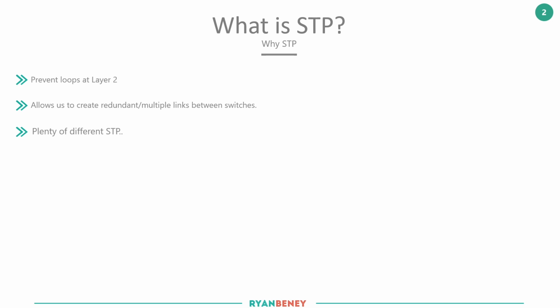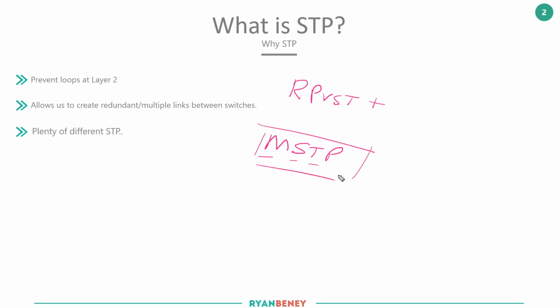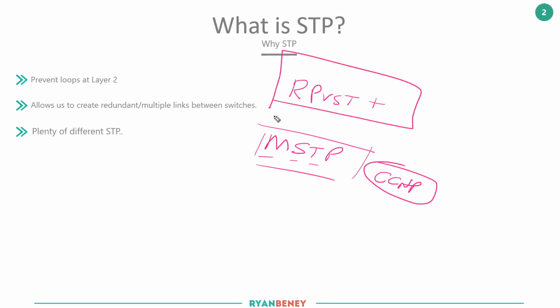But where we are at the moment with spanning tree is there are kind of 2 variations. The main variation that you tend to see is the one that's in this video, which is the rapid per VLAN spanning tree plus, and there is also another one called MSTP, the multiple spanning tree protocol. And this is also very important to understand, but outside the scope of the CCNA; this is no doubt covered in the CCNP. So the rapid per VLAN spanning tree plus is what we're interested in.